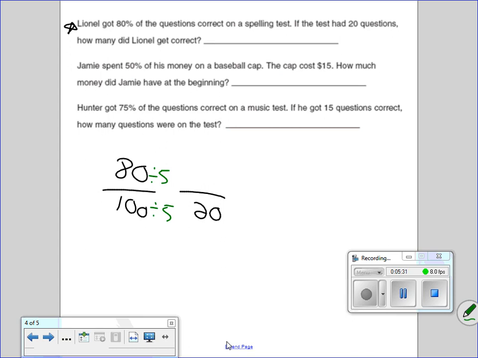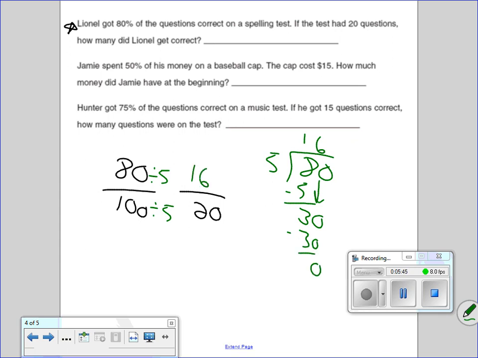Well, I'm going to show you how I can make this even easier, because over here on the side, I have to go 80 divided by 5. 5 goes in 8 once, 5, and subtract. You see the long division going here, okay? 16. 16 is the answer. I'm going to show you a quicker, faster way. Watch how quick this is.